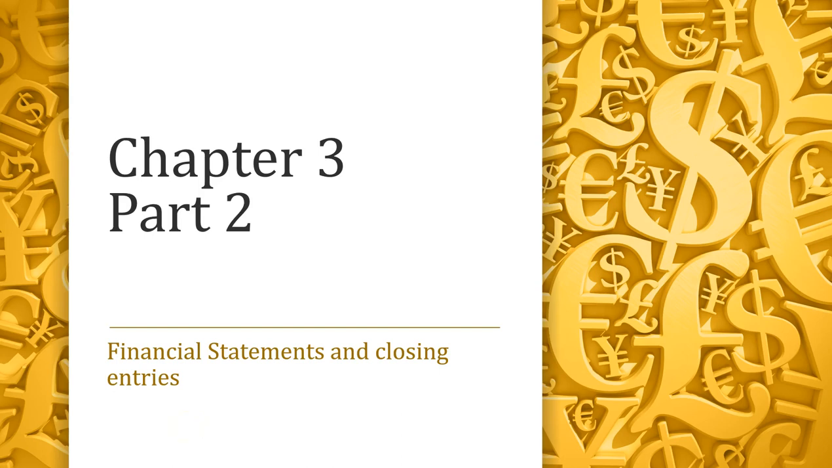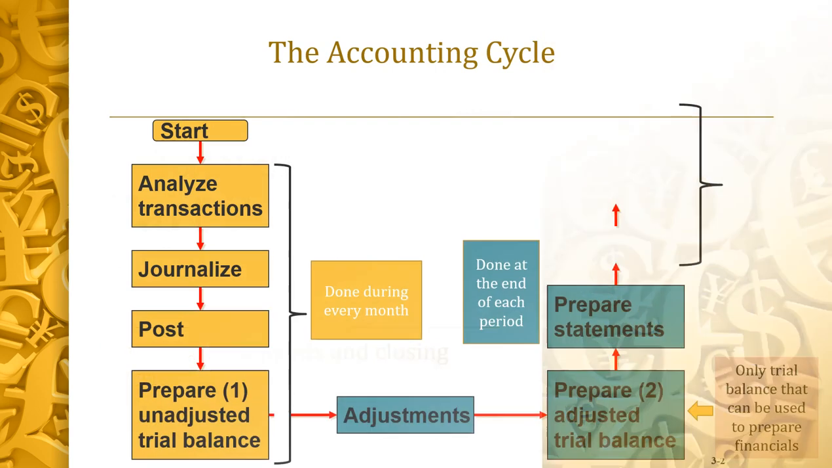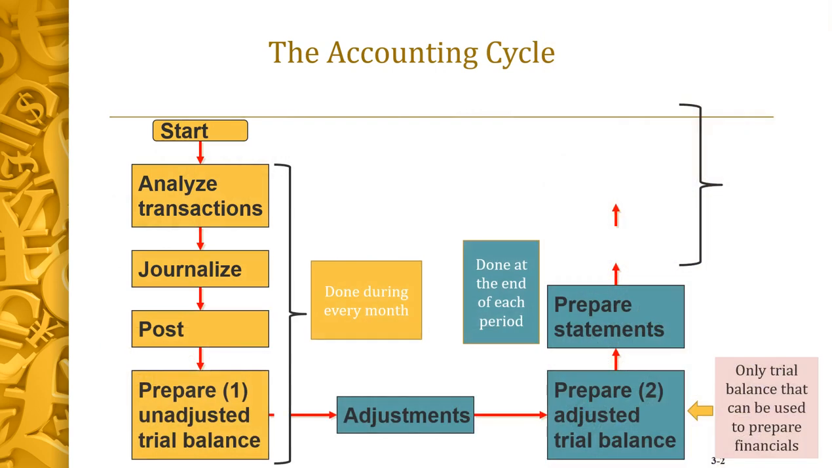Chapter 3, Part 2, and now we're going to finish the whole accounting cycle, and we're going to look at the financial statements and then our closing entries. Now, what we've talked about so far is that during the month, we analyze financial transactions, we journalize, we post, and then we prepare an unadjusted trial balance.